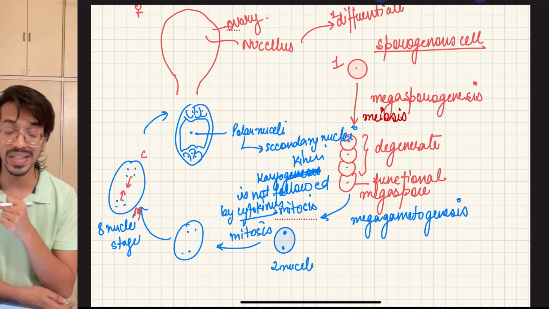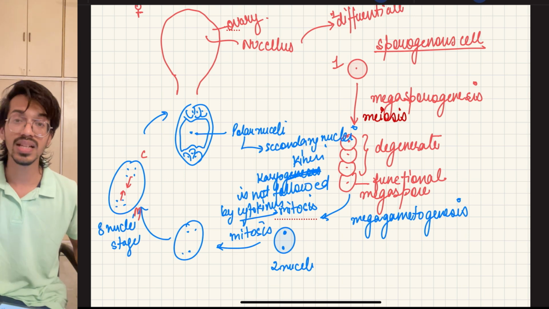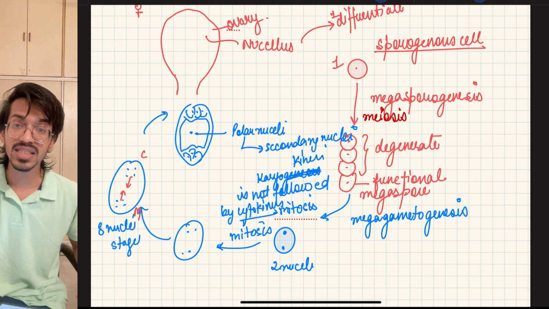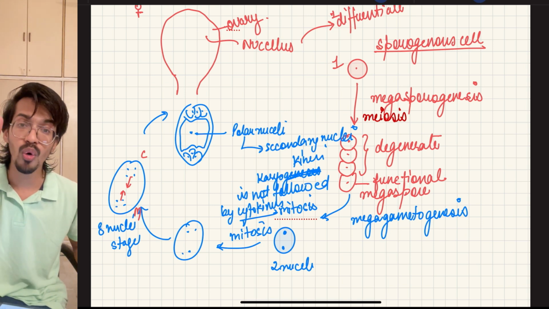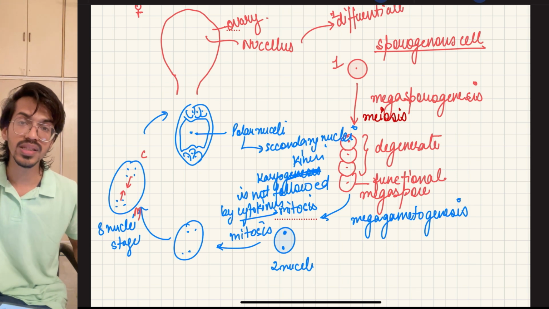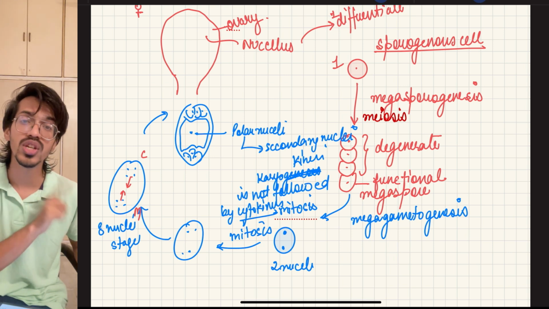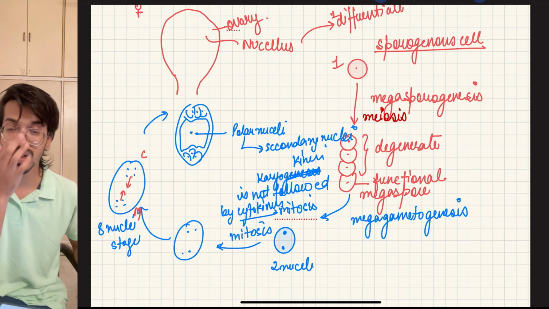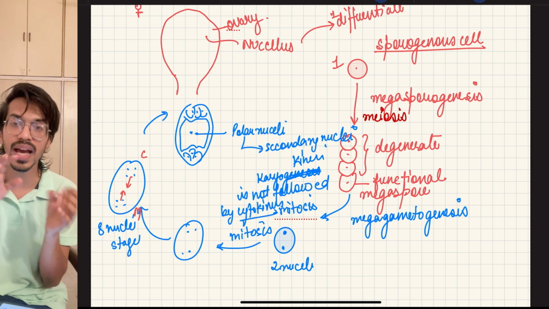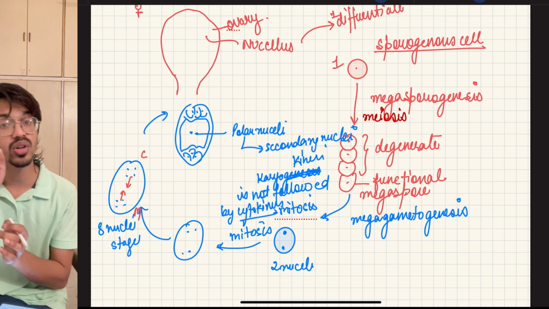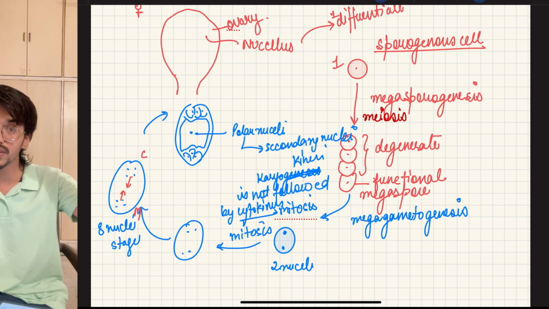Let's just recap it. What happened? A single cell of the whole tissue will act like a sporogenous cell. That single cell will undergo megasporogenesis, which will make 4 megaspores. 3 will degenerate, only 1 remains viable. That one viable megaspore will undergo megagametogenesis, in which mitosis will occur. First it will form 2 nuclei, then mitosis again, 4 nuclei, and again a third mitosis will occur here.